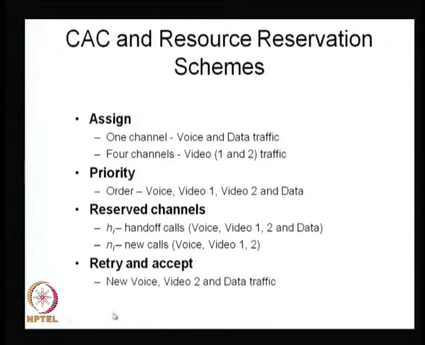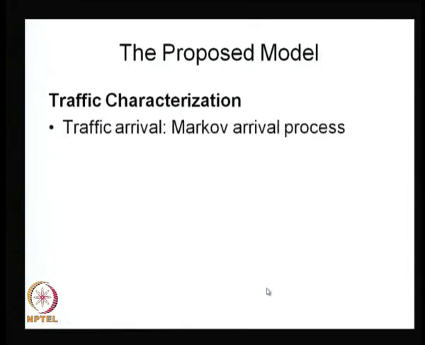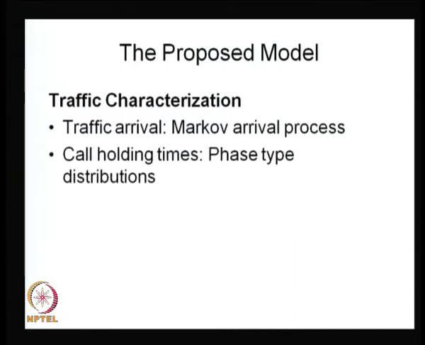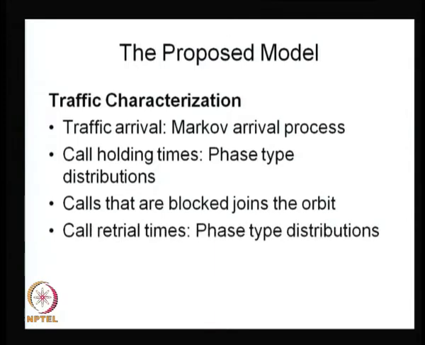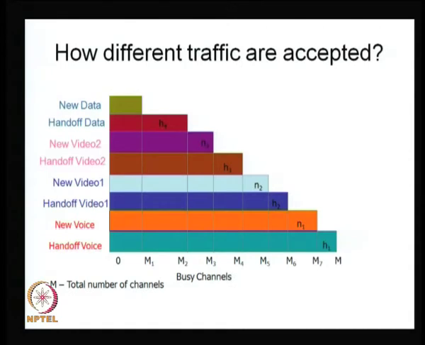And we allow the retry of the calls of new voice, video 2 and the data traffic. Therefore, in the proposed model, instead of a Poisson process, we have a Markov arrival process for the data arrival, and instead of exponential distribution we have a more general situation, a phase type distribution for the call holding time. And whenever calls are blocked, they can go to the orbit and retry, and the retrial times are also assumed to follow a Poisson distribution.